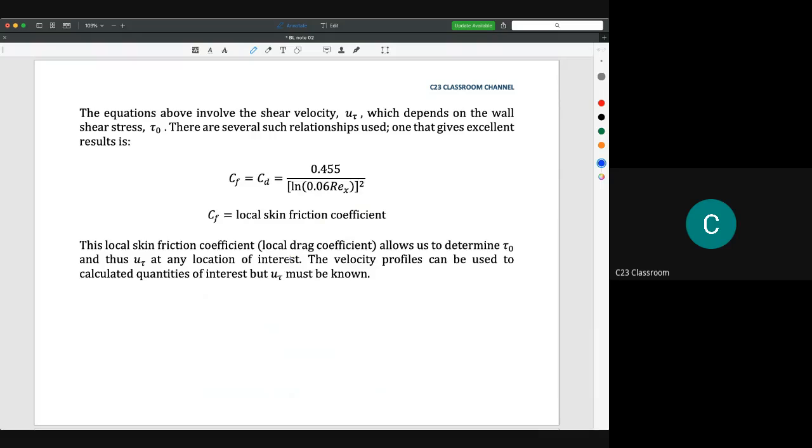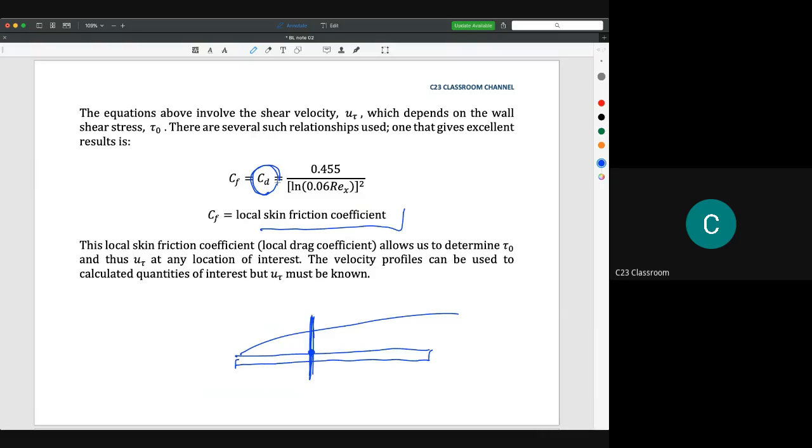From this calculation, first we could get the value of the local drag coefficient. Local drag coefficient means that, for example, if we have a flat plate here, we have a boundary layer. At one specific point here, we could calculate the effect of shear stress. We reflect the effect of shear stress as the local skin friction, so we write it as CD with the small d as the subscript. The equation is 0.455 over ln(0.06 Reynolds number) squared. I hope you could remember this equation.